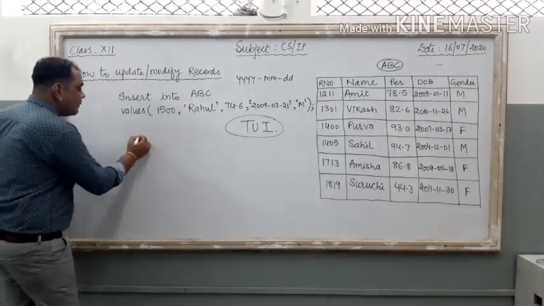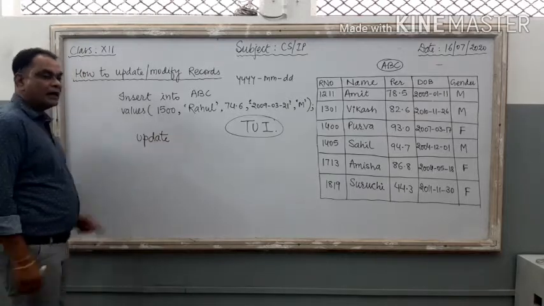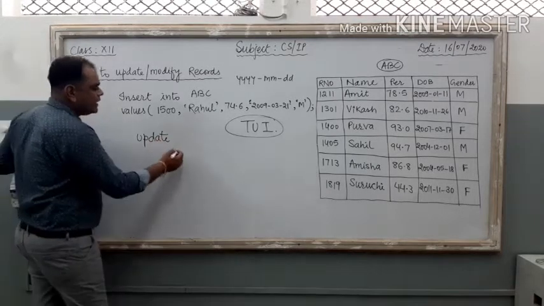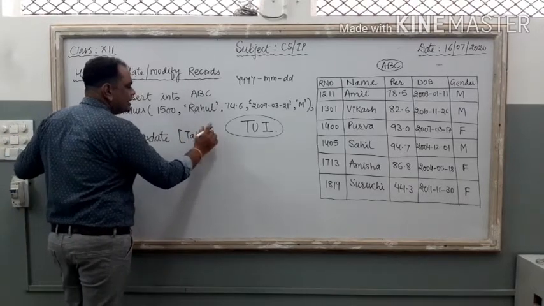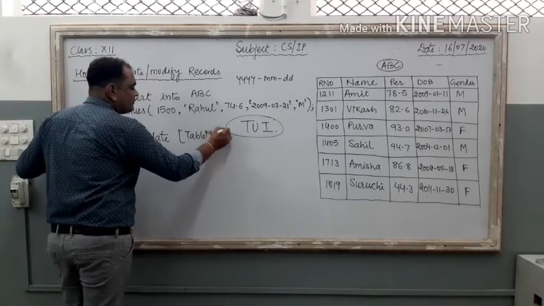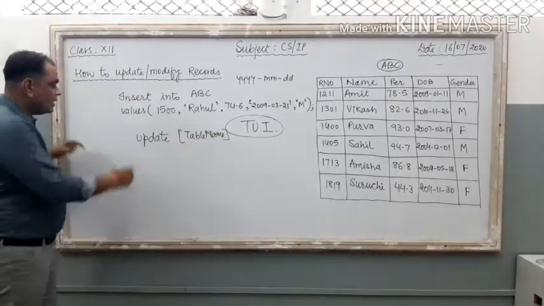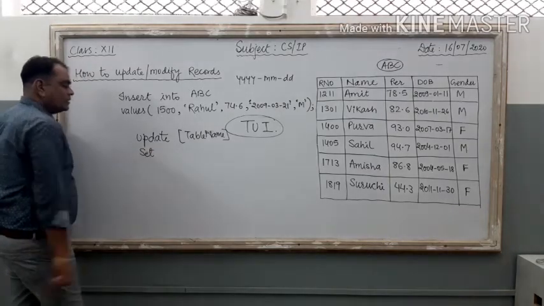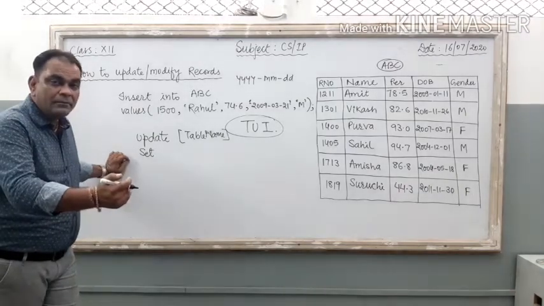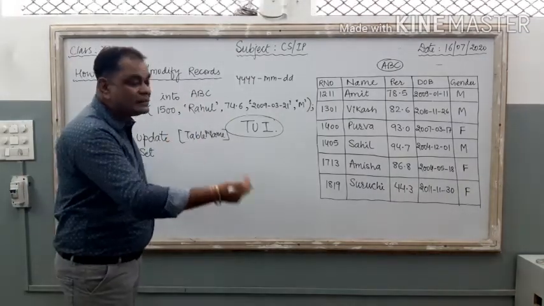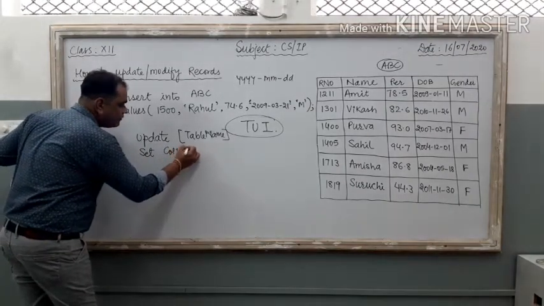The command is UPDATE. Then space, and just after the update command, you write the name of the table. Here, the table name should be there after the update command. Now, the second line of this command is SET. With the set command, you write the particular column name in which you want to change the value. So, here: set column1 equal to value1.